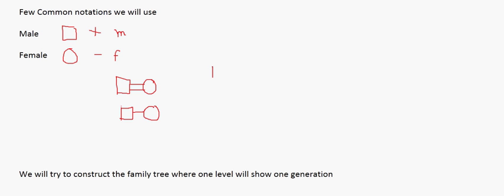What about a father and a son? A father is a male, a son is again a male, so a single line but a vertical line. Mother and son. Mother and daughter, a circle and a circle. Father and daughter, a square and a circle. So this is it. So how do we represent a grandfather?